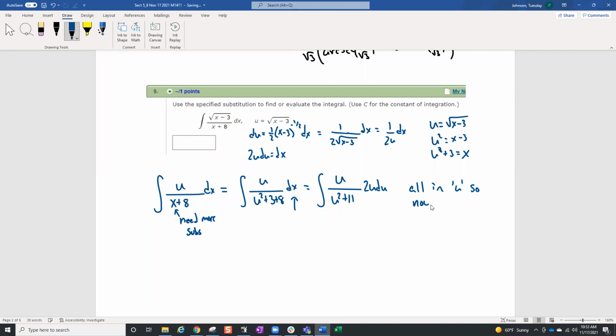So now we can do some work. Ready to calculus. That's not how the word's used.